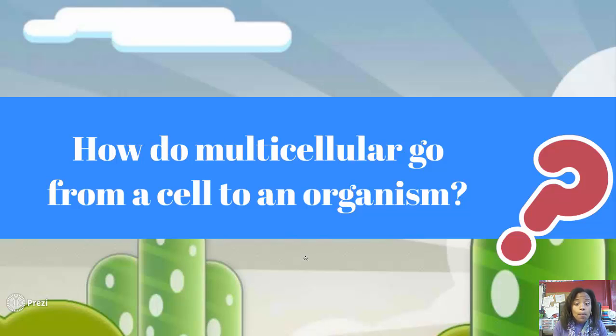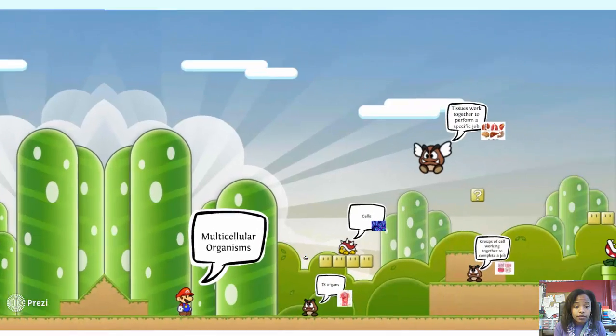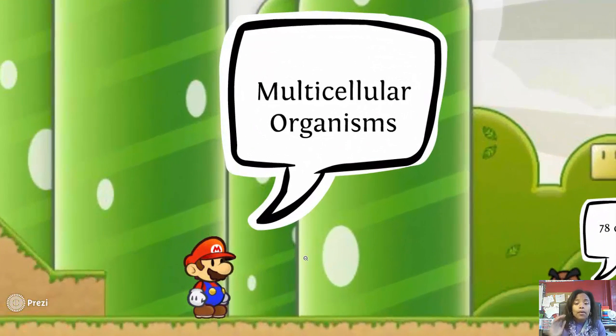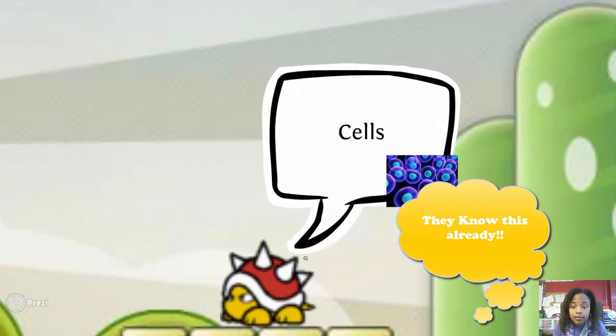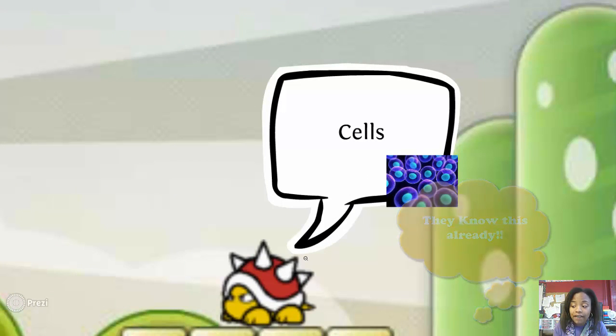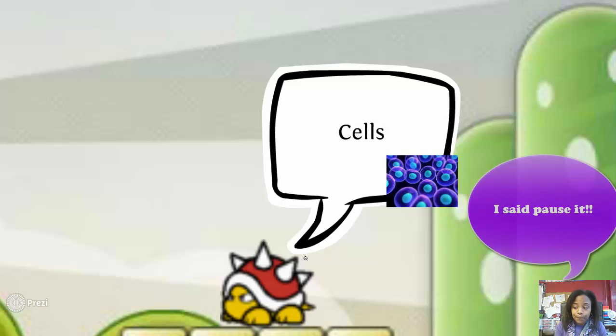today we're going to talk about how multicellular organisms go from a cell to an organism. So let's review. A multicellular organism is any organism that has more than one cell. Cells are the basic unit of structure and function of all living things. Cells are microscopic and can be seen only with a microscope. So what I want you to do is pause the video and fill that in your notes.